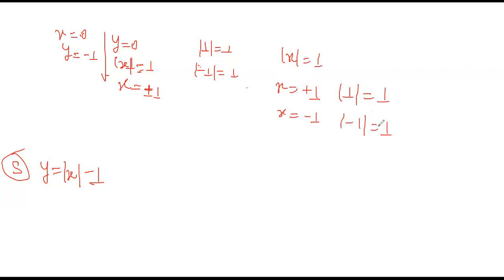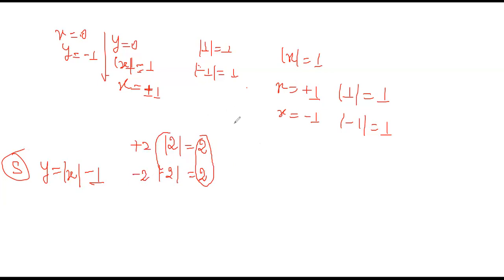Is there any confusion about the modulus? The mod always gives you a positive value. I explained this earlier. Again, I am telling you: what is the value of mod 2? 2. What is the value of mod minus 2? 2. So for the single value 2, there are two values, plus 2 and minus 2.